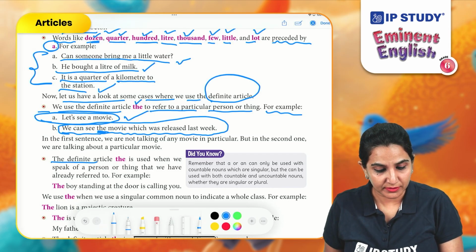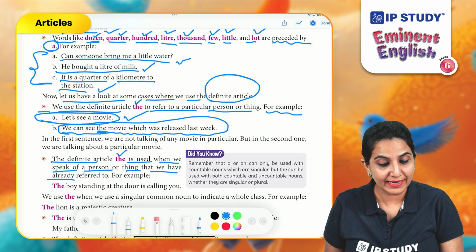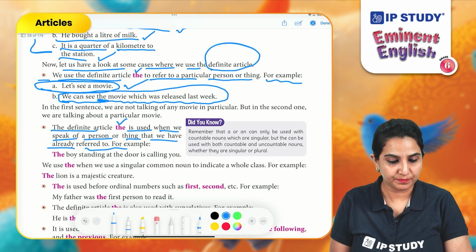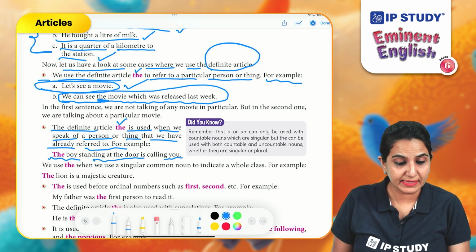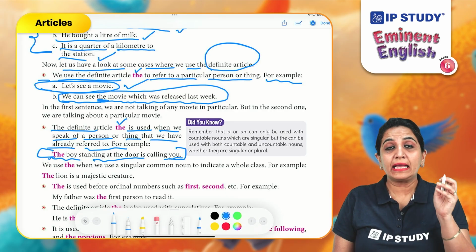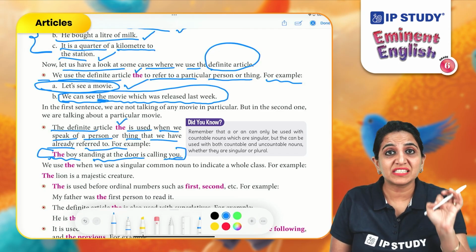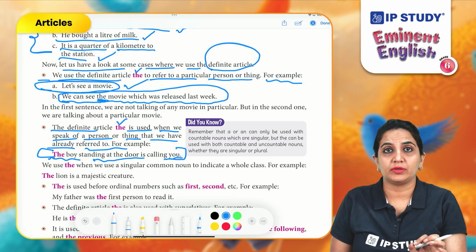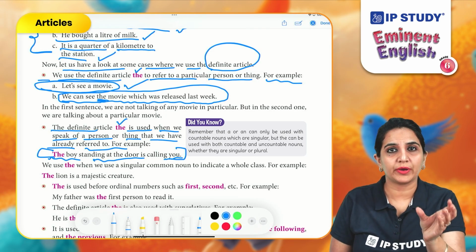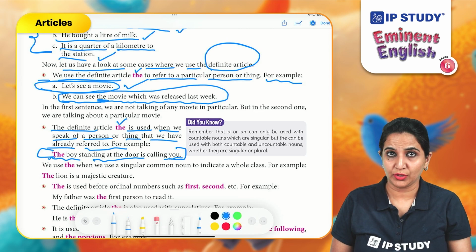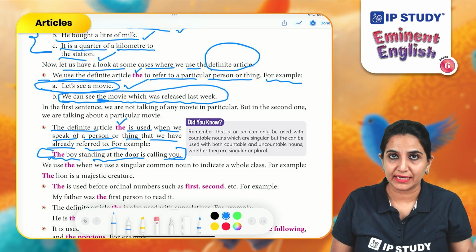The definite article the is used when we speak of a person or thing that we have already referred to. For example, the boy standing at the door is calling you. In this sentence, although we are using a common noun, which is a boy, any boy, here in this sentence we are specifying which boy we are talking about. The boy standing at the door is calling you. So we are specifying which boy we are referring to. So when you give a specification to the noun that you are referring to, you will use article the for it and it becomes the definite article.